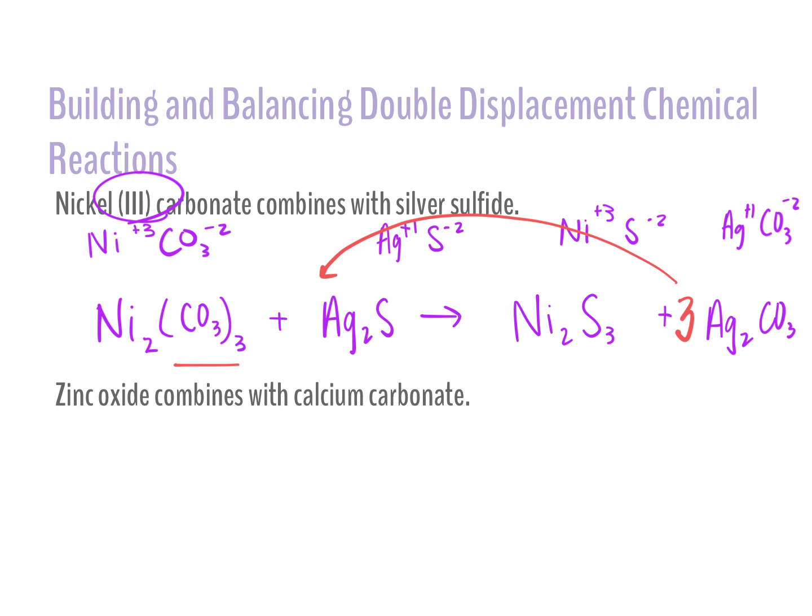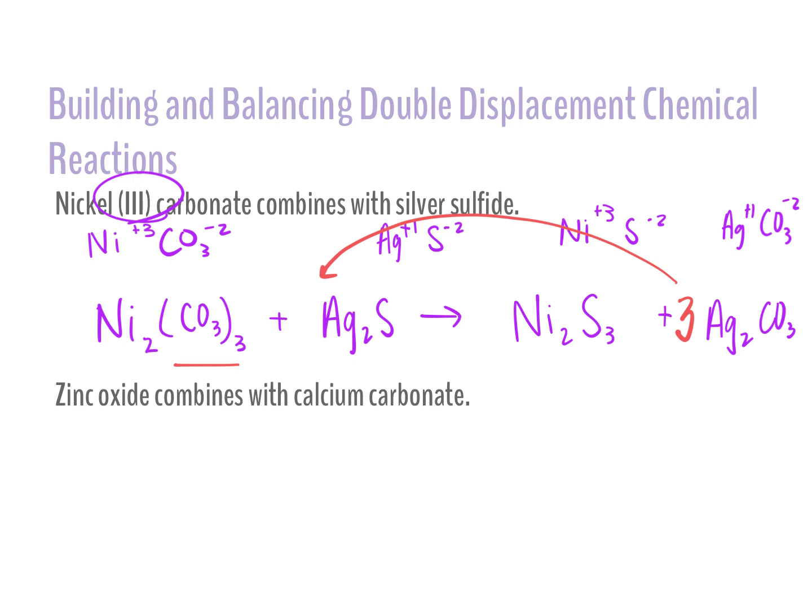That changed my sulfur to 3. So I'm going to bounce over and look at my sulfur. I'm good. And so what's the only element I haven't examined yet? Nickel. And I'm at 2 and 2. So I think it's balanced. I think that's it. Right?